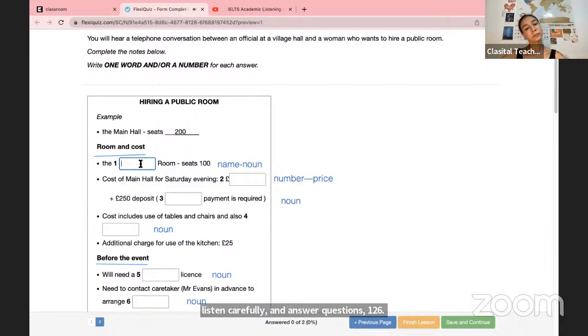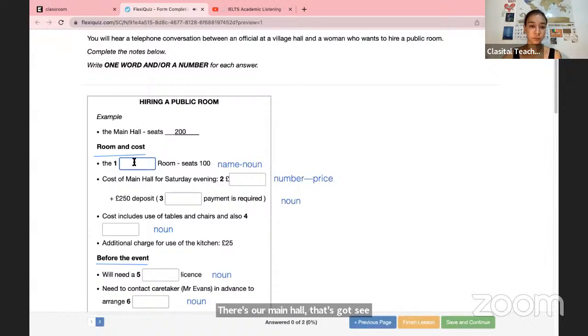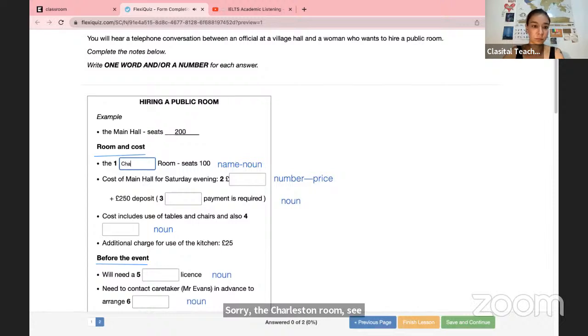Hello? Oh, hello. I wanted to inquire about hiring a room in the village hall for the evening of September the 1st. Let me just see. Yes, we have both rooms available that evening. There's our main hall that's got seating for 200 people, or there's the Charlton room. Sorry? The Charlton room, CHARLTON. That's got seating for up to 100.